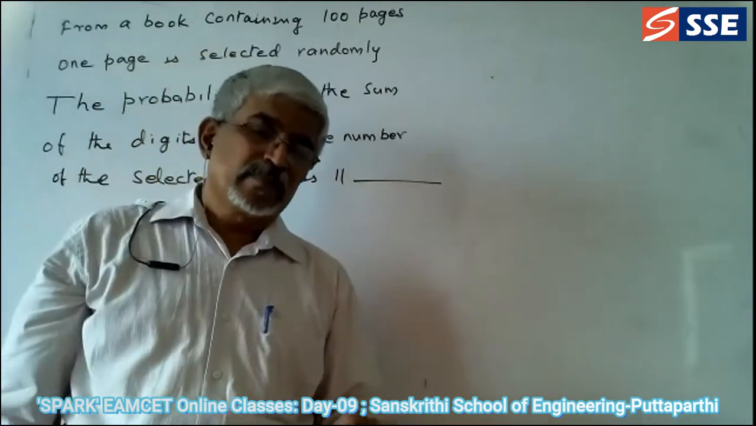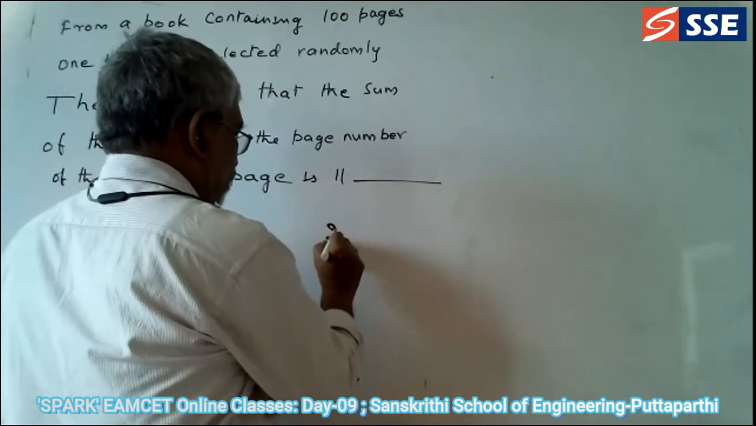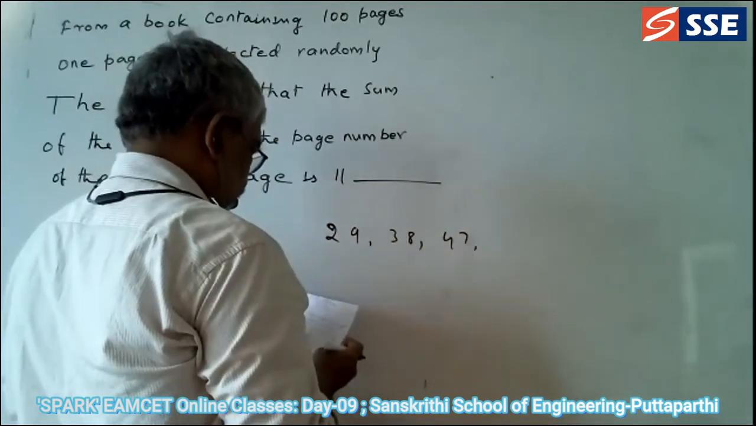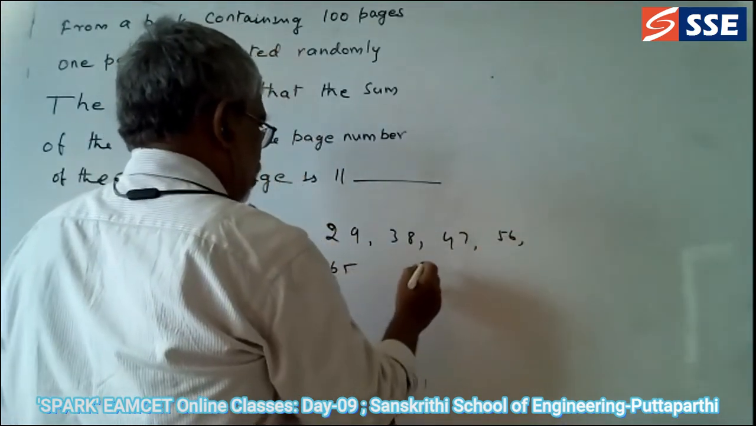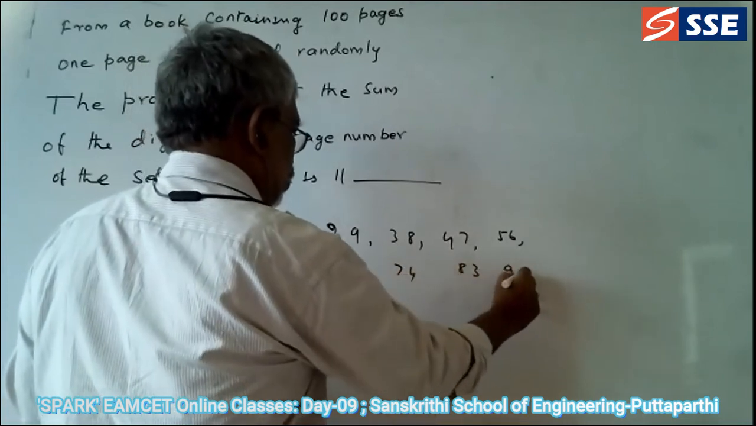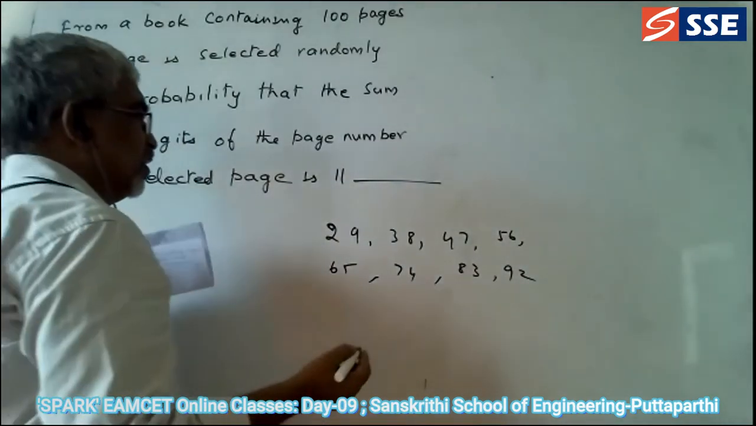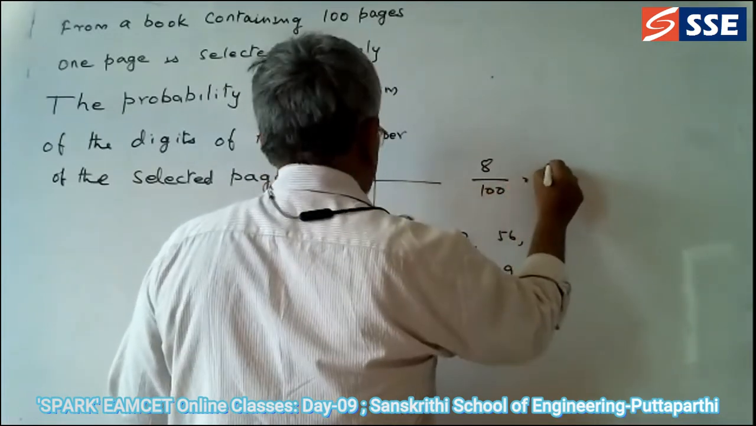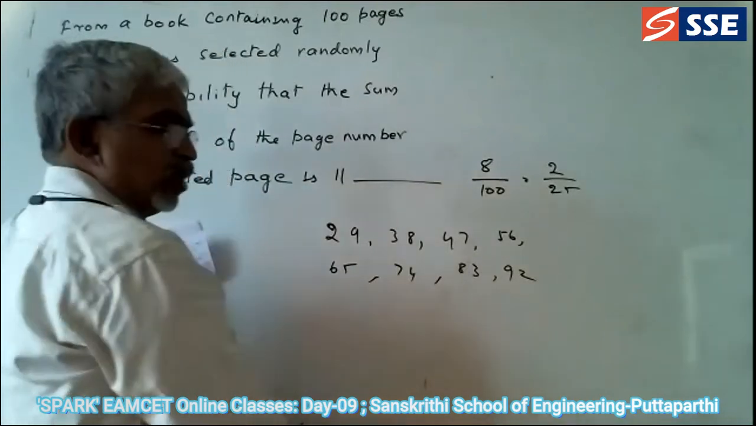So 28... So straight away you write 29, 38, 47, 56, then reverse 65, 74, 83, 92. So all these are numbers whose digits add to 11. How many numbers are there? 8. So 8 by 100, that is 2 by 25. So the probability is 2 by 25.